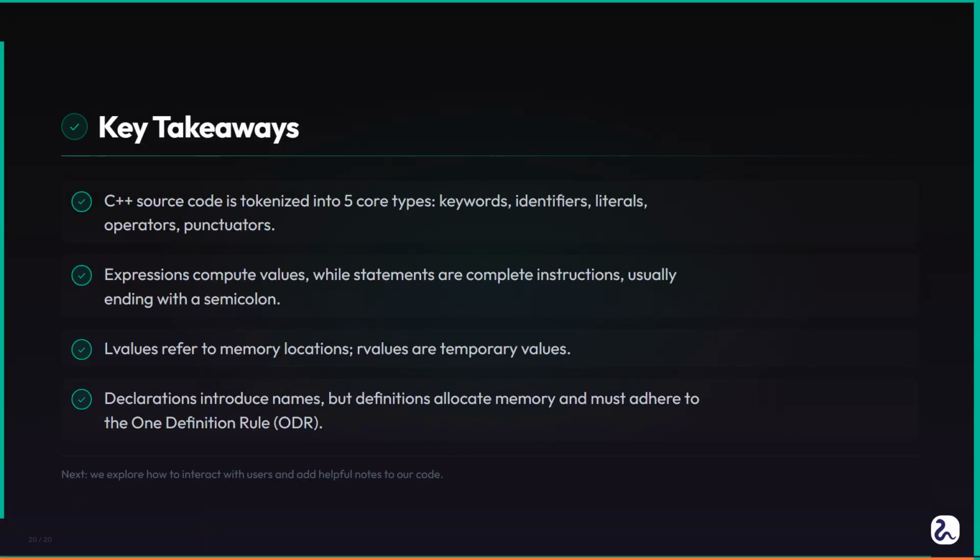So what have you learned today? First, you now understand that your C++ code is first broken down into fundamental tokens: keywords, identifiers, literals, operators, and punctuators. This is the compiler's first step in understanding your program.